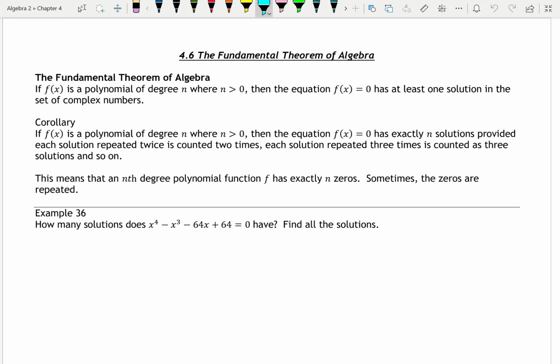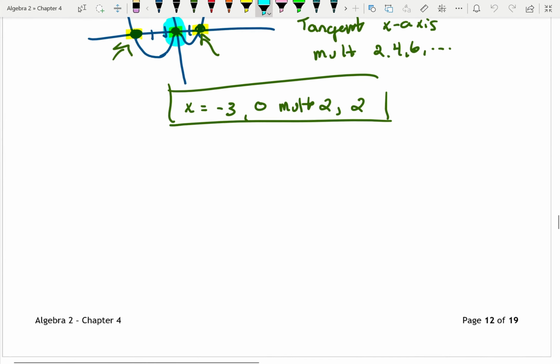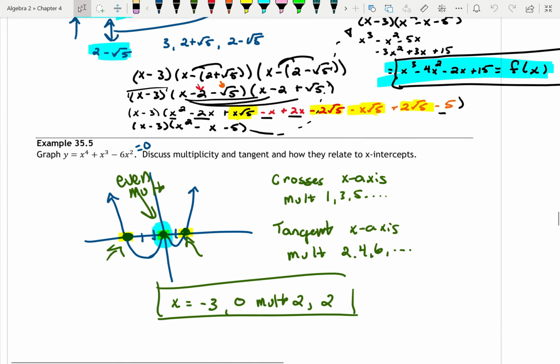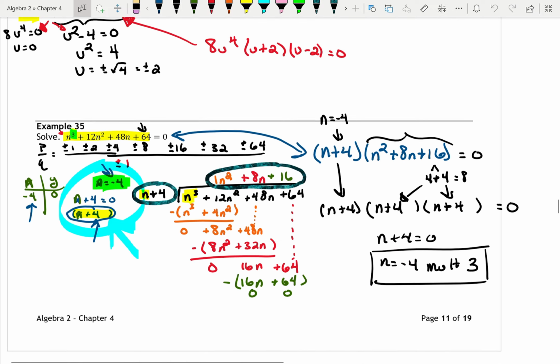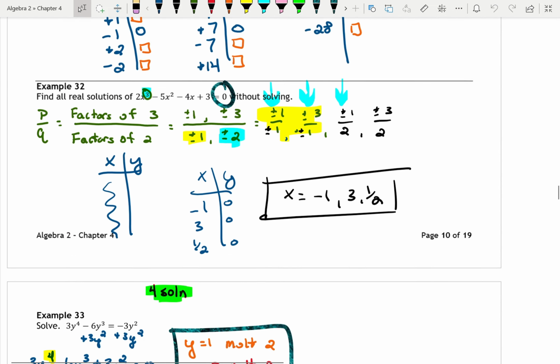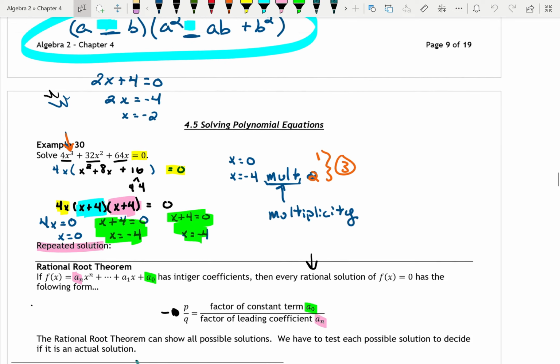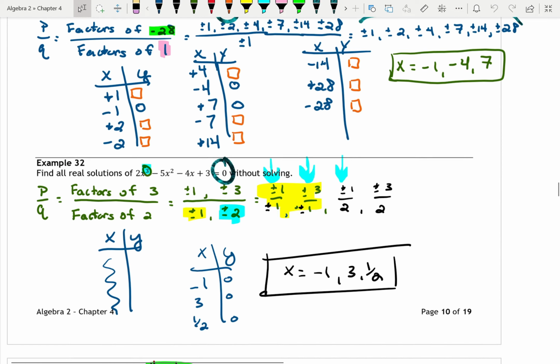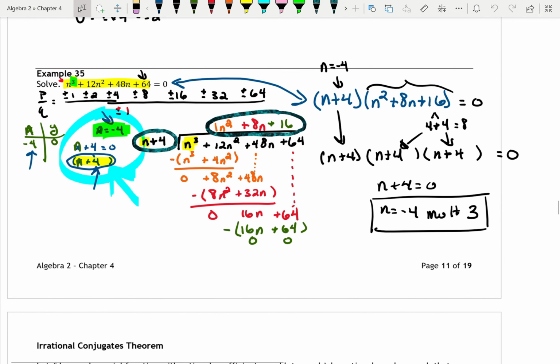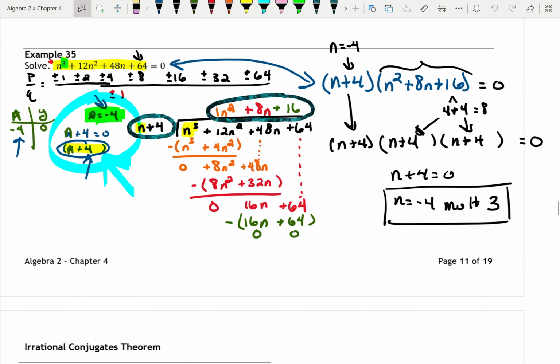All right, we're looking at 4.6, the fundamental theorem of algebra. Just to review, back in the last section, we were on 4.5, and this one I believe was called solving. Yeah, plain old solving and the fundamental theorem go together. Let's look at number 35 here.